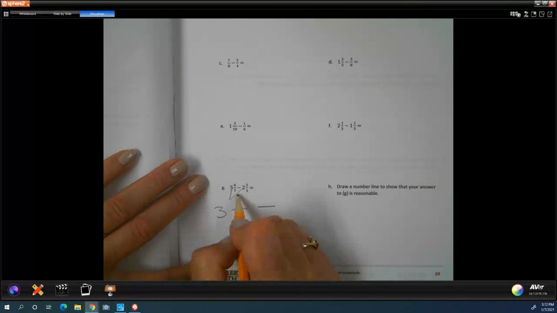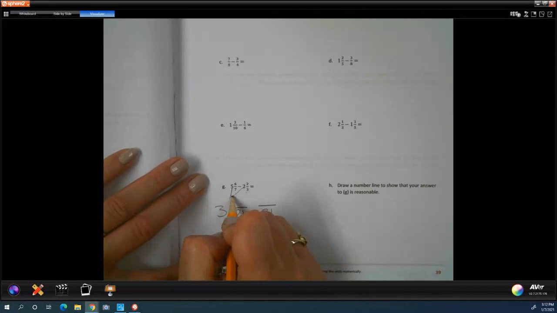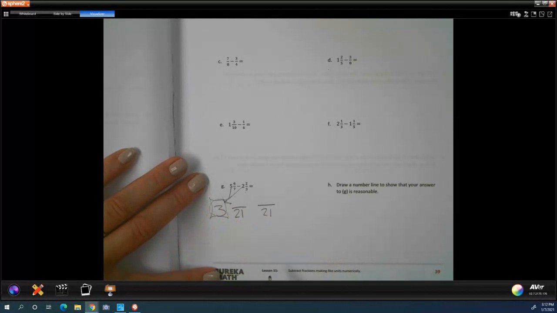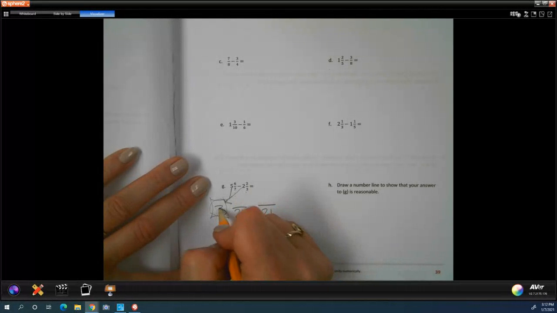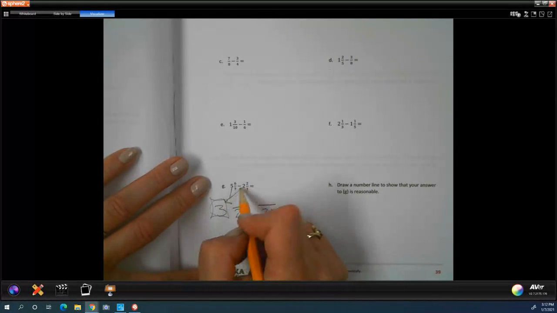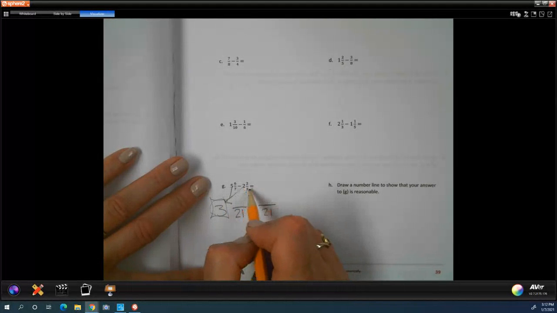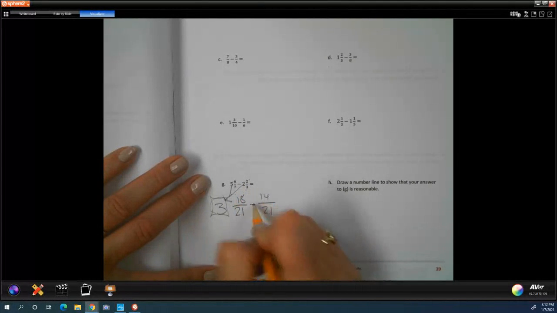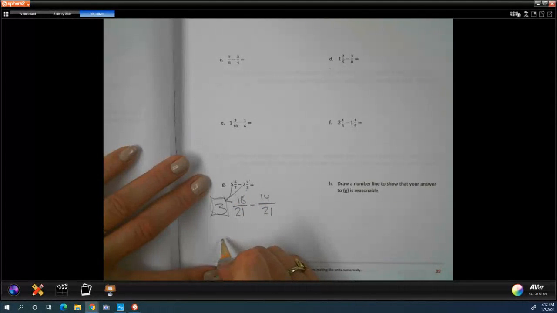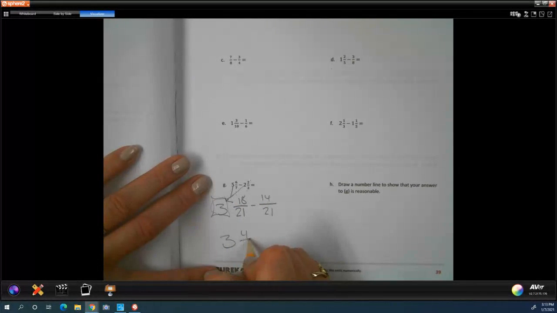And then I have 7 and 3. They have to have a new common denominator, a lowest common multiple of 21. The 3 is totally separate from what's going on right here, but I do know I have 3 wholes in the end. And then 3 times 6 is 18. 7 times 2 is 14. I'm subtracting, which leaves me with 3, and 18 minus 14 is 4/21.